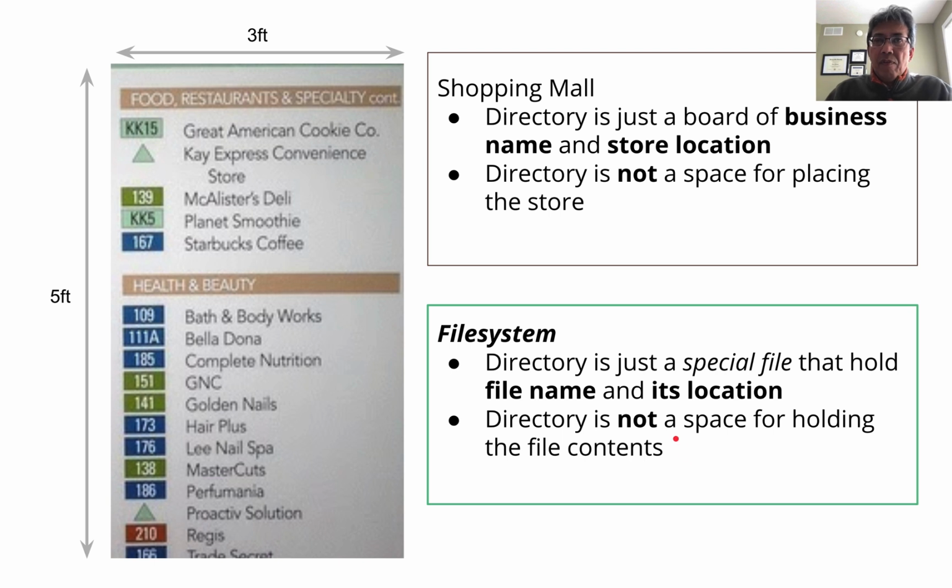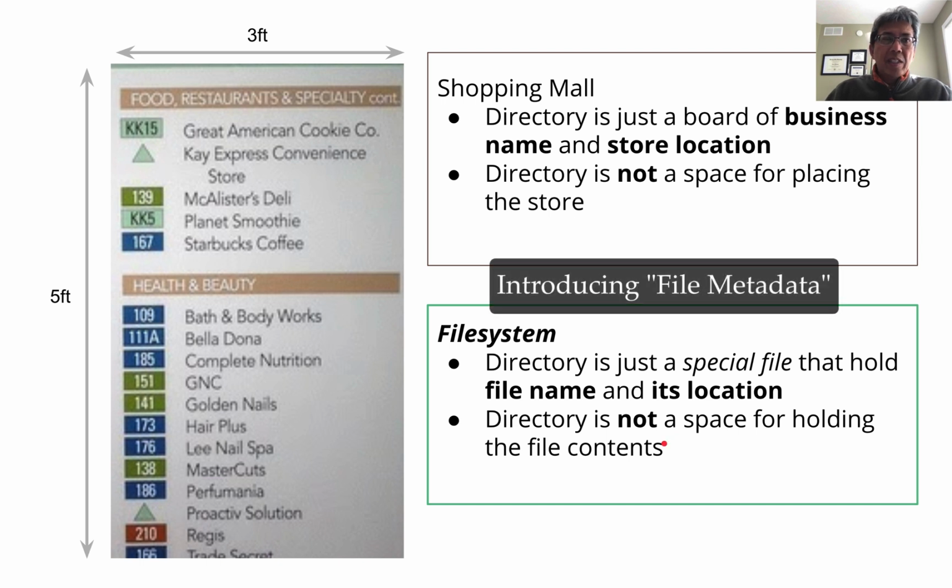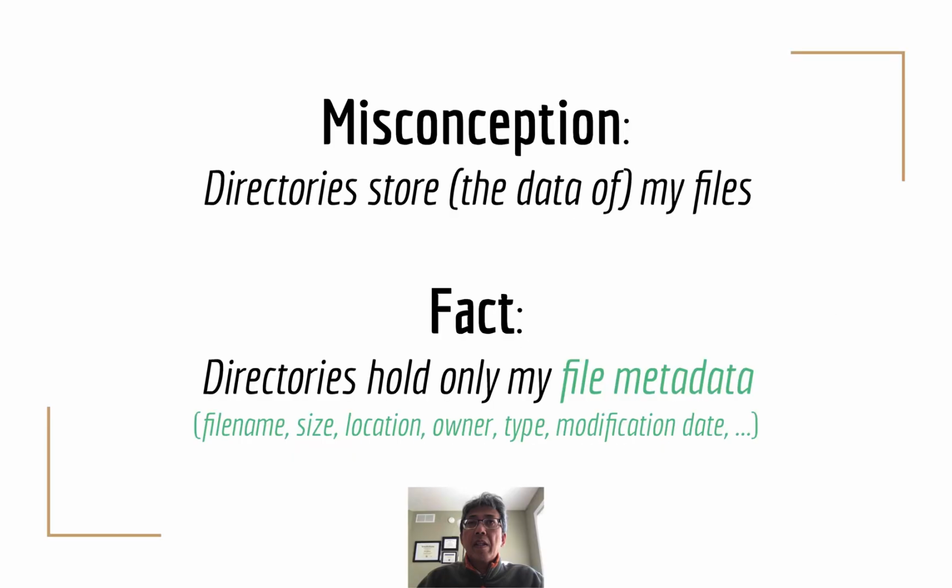Besides business name or file name in a directory entry, you may also see some other metadata. So for instance, with a store, it can tell whether the store is a health provider or home appliances or food court or something else. So just remember this idea that a city directory holds only the city name. Same thing with a file directory. A file directory holds only the file name and potentially other metadata of the file, like the size, the location, the owner, the type, whether it is a binary or text file, and so on.